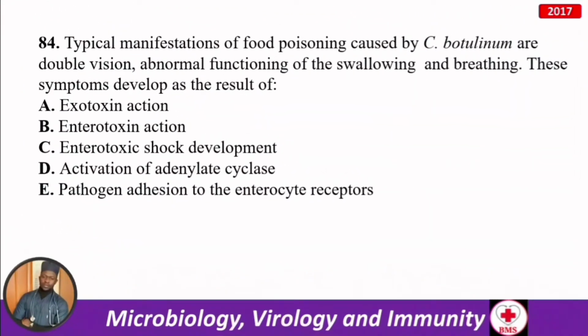Typical manifestations of food poisoning caused by Clostridium botulinum are double vision, abnormal functioning of swallowing and breathing. These symptoms develop as a result of what? Okay, we covered this question before, right? So botulinum toxin is an exotoxin, it's a neurotoxin, right? Okay.